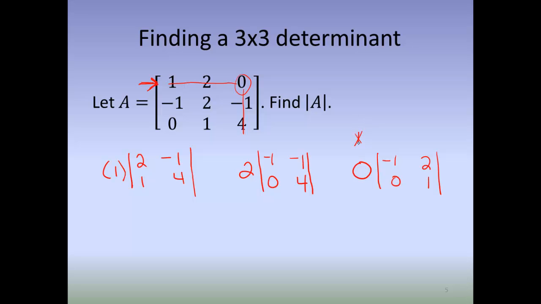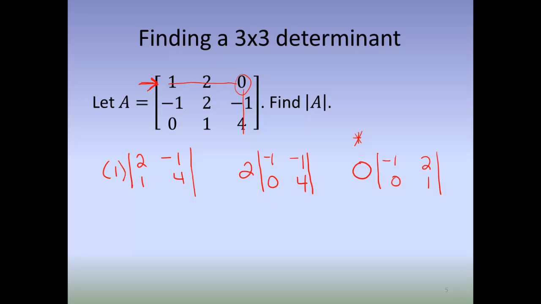Now, this right here is a reason why I chose this row, because I knew I'd have to put these coefficients in front of my 2 by 2 determinants. If one of the coefficients is 0, I've just made my life a lot easier. Okay.